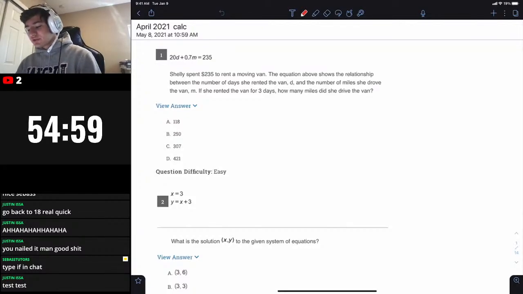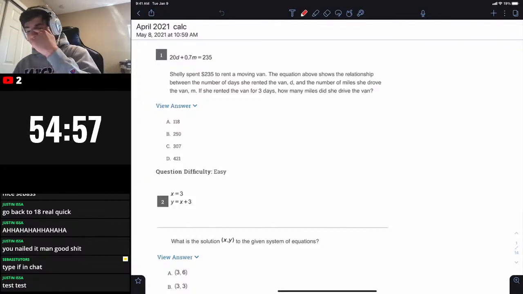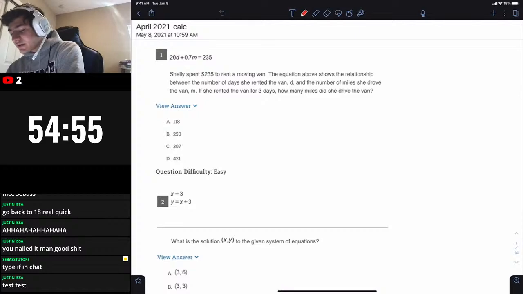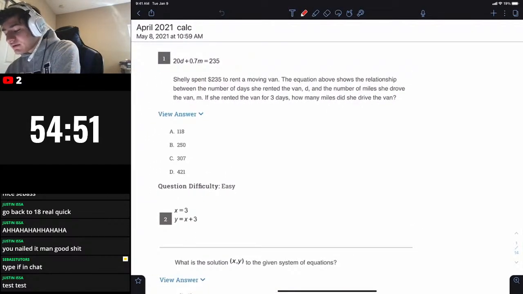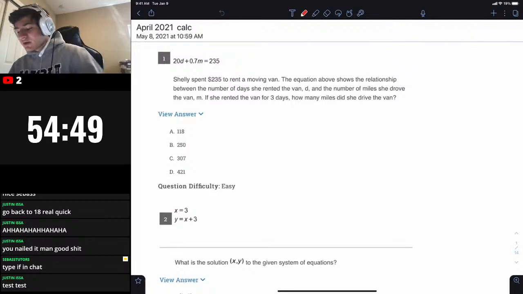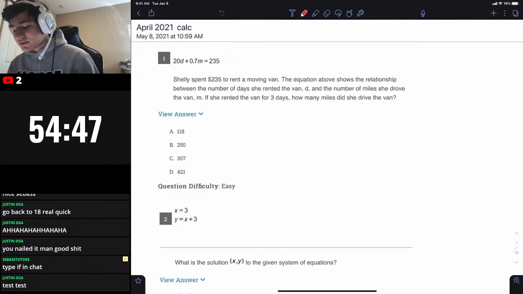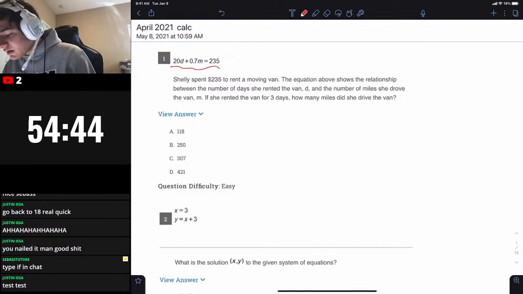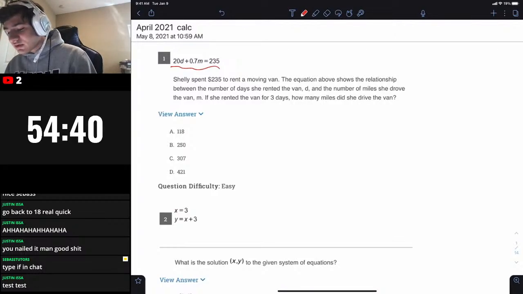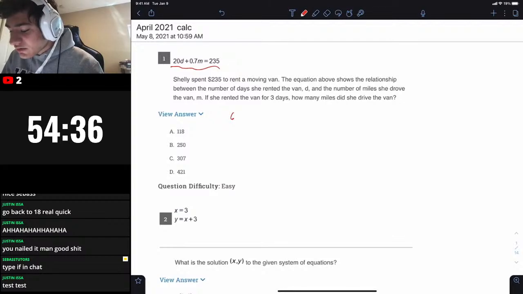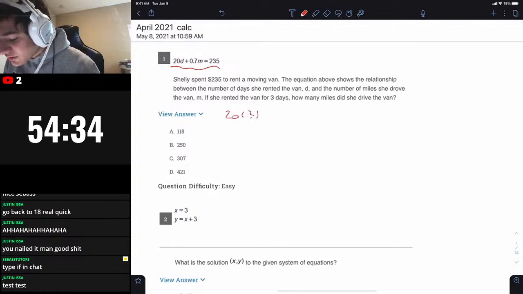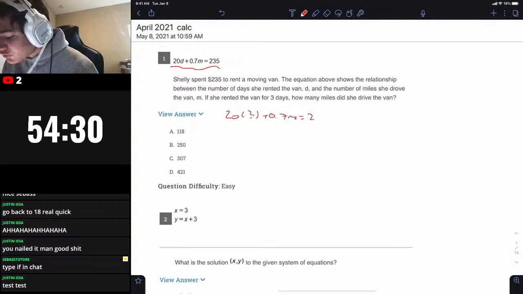Alright, Shelly spent $235 to rent a moving van. The equation above shows the relationship between the number of days she rented the van, D, and the number of miles she drove. If she rented the van for 3 days, how many miles did she drive the van? Okay, it's modeled here. So plug in 3 for D. 20 times 3 is 60. We plug in 3 for D, plus 0.7M equals 235.